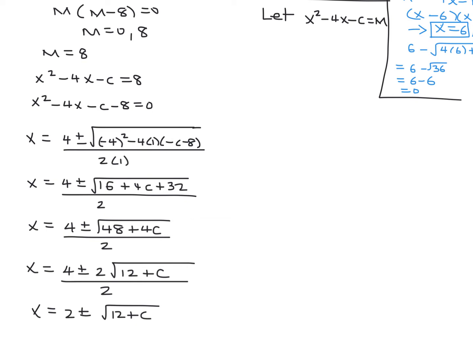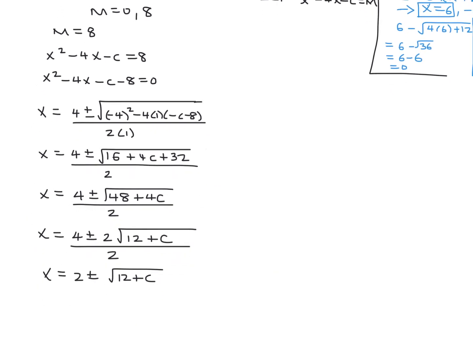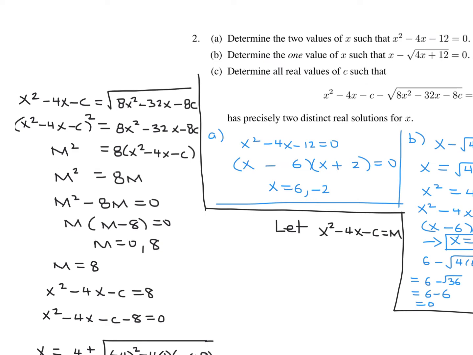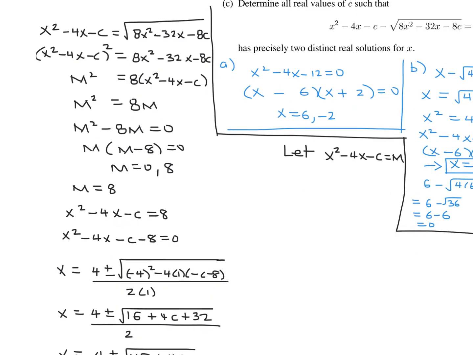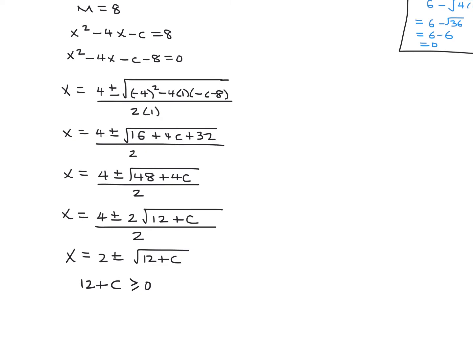Okay, that's pretty cool. So therefore, now we have to say, what are the conditions on c? Well, the radical obviously has to have inside it something greater than or equal to 0, non-negative. So that means 12 plus c has to be greater than or equal to 0. Otherwise, it will be imaginary numbers. And I think they wanted real solutions, right? If you look back, yeah, they wanted real. Okay, so that means 12 plus c has to be greater than or equal to 0, so c has to be greater than or equal to negative 12.